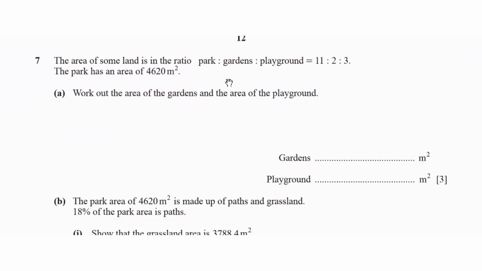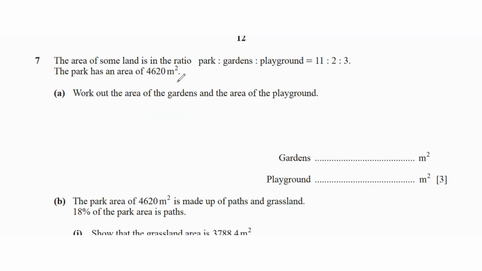Question 7 says the areas of some lands in the ratio park to gardens to playground is 11 to 2 to 3. The park has an area of 4,620 meters squared. Work out the area of the gardens and the area of the playground. So for the area of the gardens, that's going to be 2 over the sum of the ratio numbers, which is 16, and then times the total area of the park, which is 4,620. Wait, no.